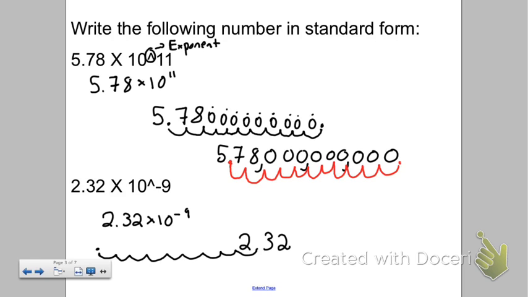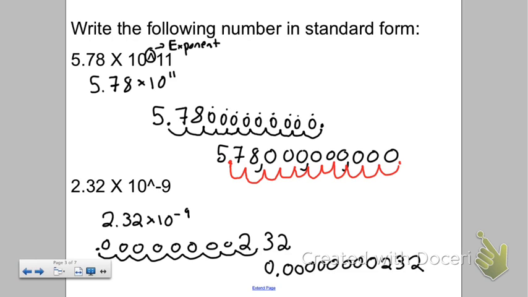The same way I had to fill in the zeros before, I'm going to fill in the zeros after my decimal. 1, 2, 3, 4, 5, 6, 7, 8. So my answer would be 0. followed by 8 zeros, then 2, 3, 2.